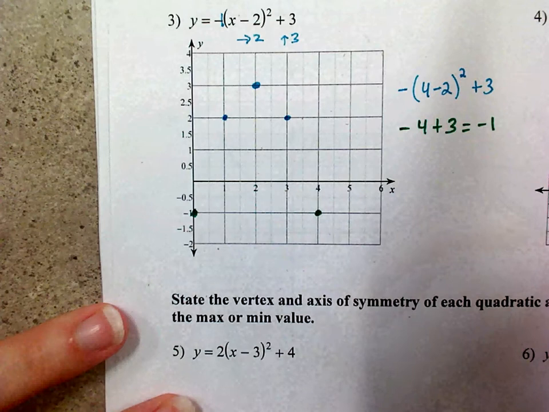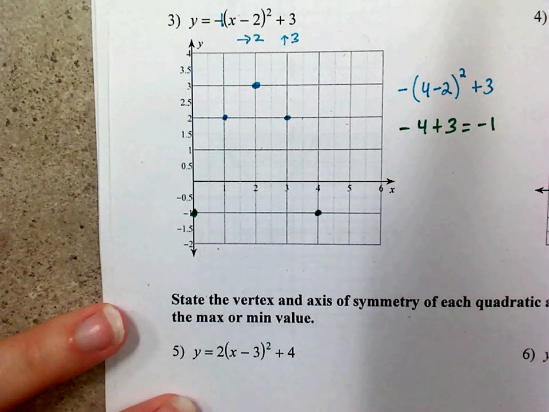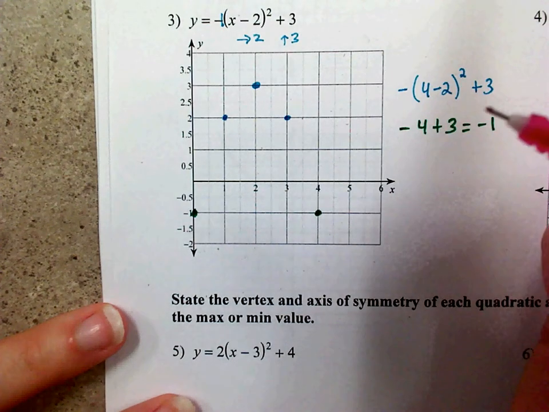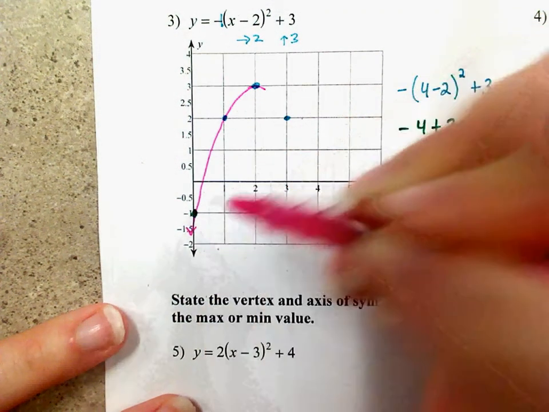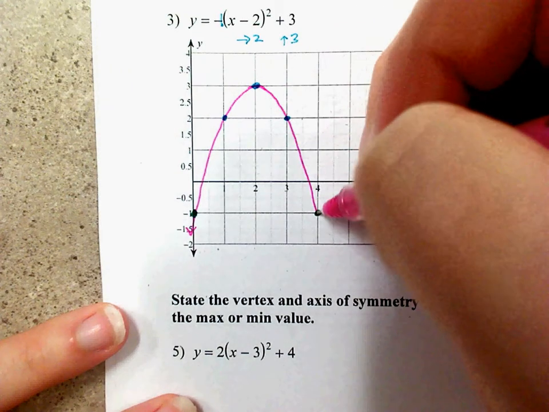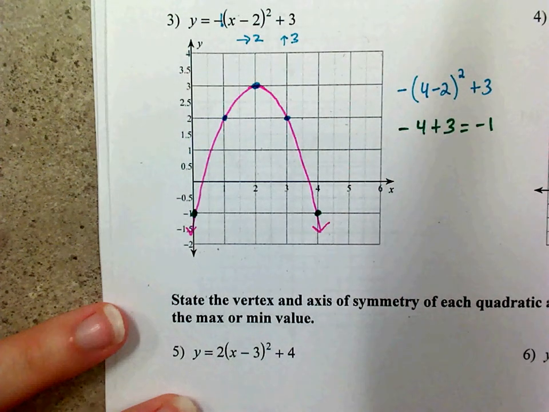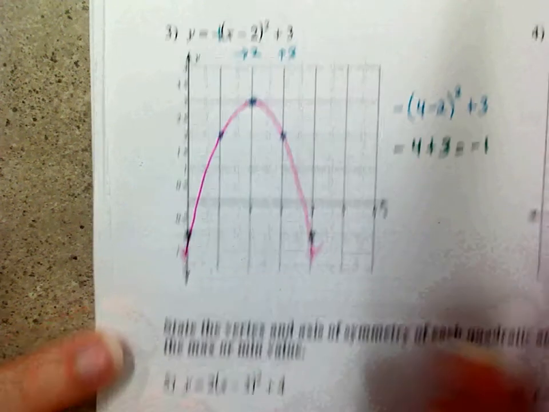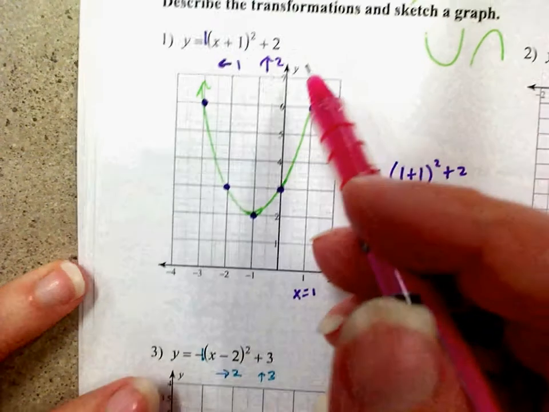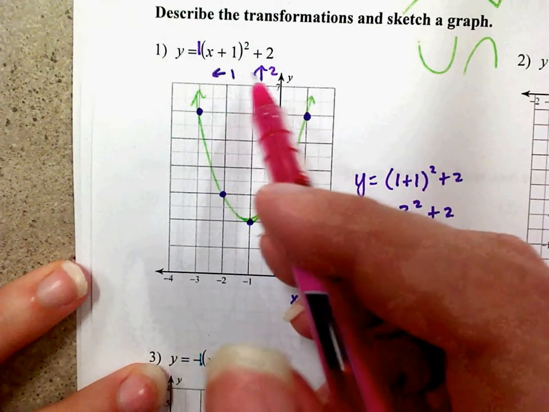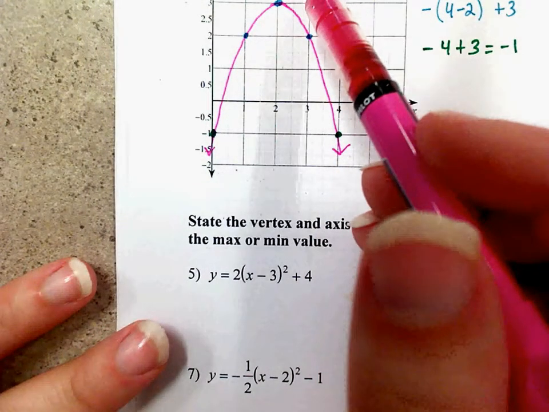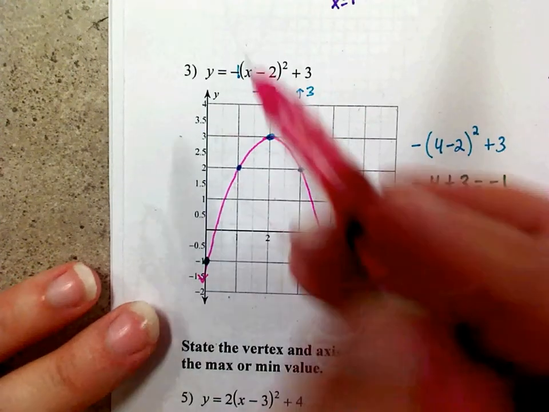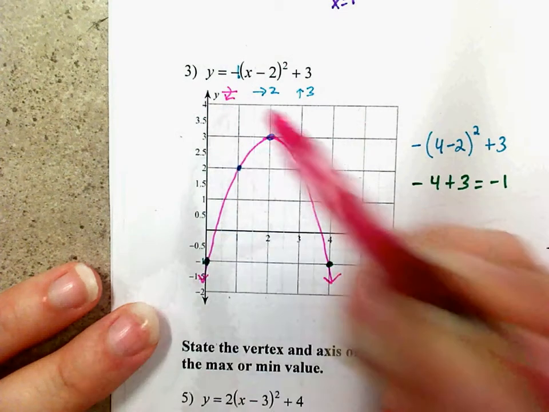Is that enough? Is that enough, guys? Okay. So then I just carry on the graph, and there we go. It does say to describe the transformations. I already have the transformations right here, left 1, up 2. Right here we have right 2, up 3. The only thing I need to add to that is what? Flip over the x because of that negative.